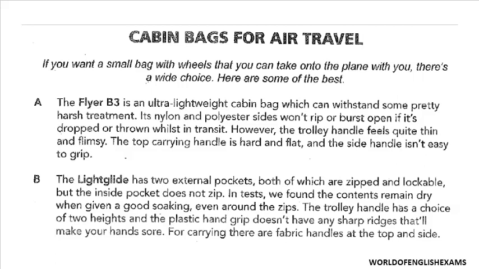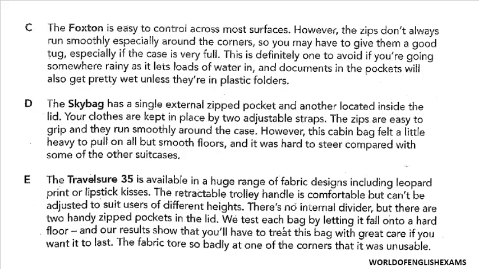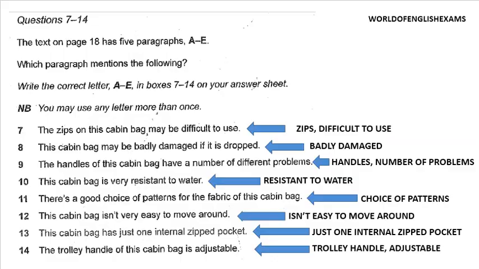Now let's continue reading the paragraph C. The Foxton is easy to control across most surfaces. Okay, so that means it's very easy to move. However, the zips don't always run smoothly. That means there is a problem when we want to close and open the zip. Remember, we have analyzed our keywords. For the seventh question, the zips on this cabin bag may be difficult to use.